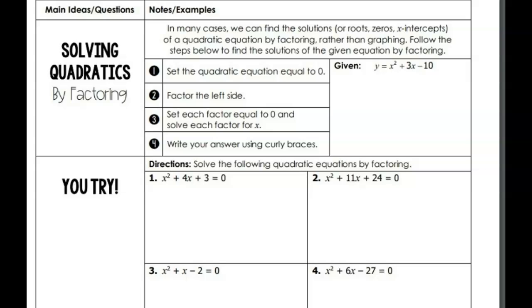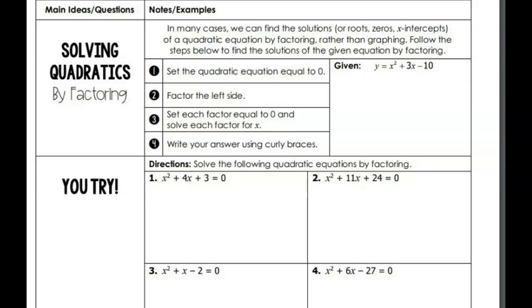Hello scholars. Today we're going to look at solving quadratics by factoring, and the reason that we do this is a lot of times we can actually find the roots or the zeros or the x-intercepts of a quadratic equation without even graphing it. And we can use some simple steps to do that, and so we're going to look at that today. Again, if you want to write down these examples in your notebook or copy them down as we go, I'll give you a chance to try a few on your own a little bit later on.